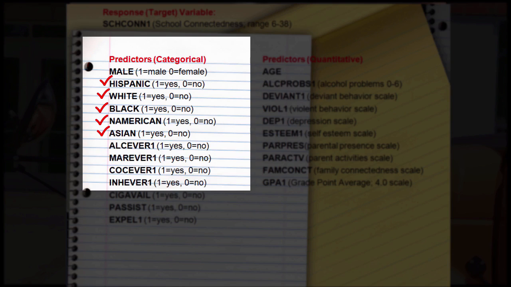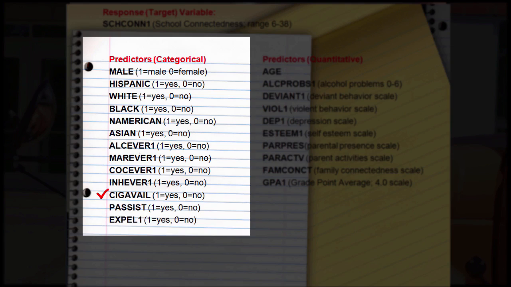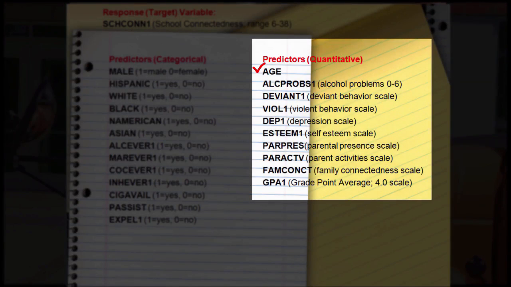Binary substance use variables were measured with individual questions about whether the adolescent had ever used alcohol, marijuana, cocaine, or inhalants. Additional categorical variables include the availability of cigarettes in the home, whether or not either parent was on public assistance, and any experience with being expelled from school. Finally, quantitative predictor variables include age, alcohol problems, and a measure of deviance that included such behaviors as vandalism, other property damage, lying, stealing, running away, driving without permission, selling drugs, and skipping school.